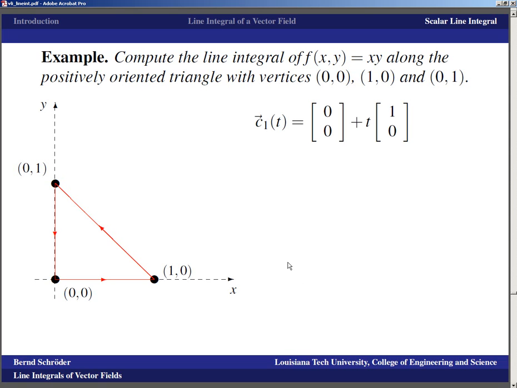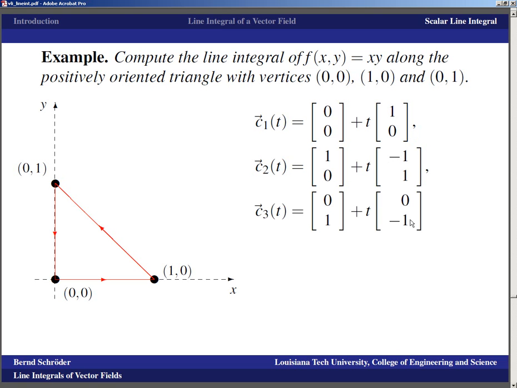That means the parameterizations are c1 of t. The first curve would go from the starting point 0, 0 to the point 1, 0, so the direction will be 1, 0 minus 0, 0, which is 1, 0. Then we have to go from 1, 0 to 0, 1, so we start at 1, 0, and then travel with direction 0, 1 minus 1, 0, so that would be negative 1, 1. And finally, we go from 0, 1 back to the origin, so we start at 0, 1, and we travel in the direction 0, 0 minus 0, 1, which is 0, negative 1, where 0 is smaller or equal t smaller or equal 1 in each case.